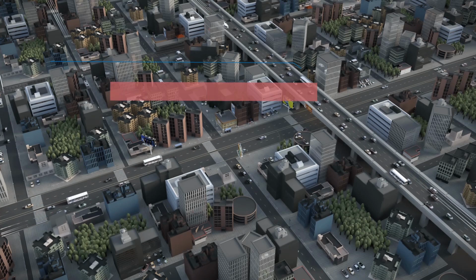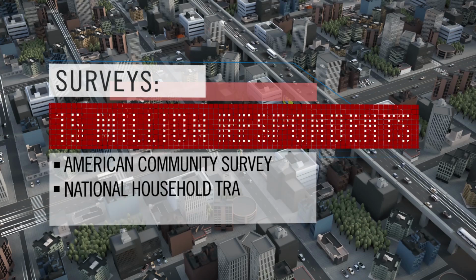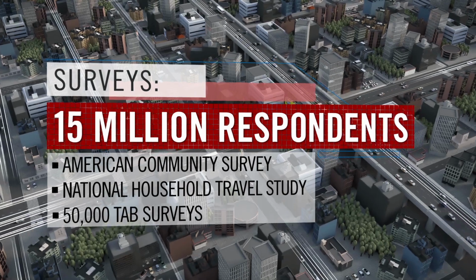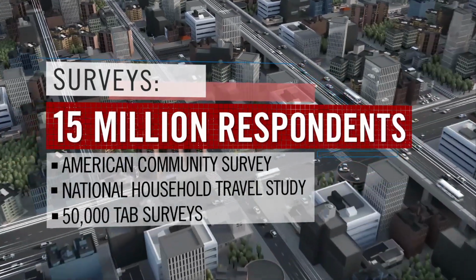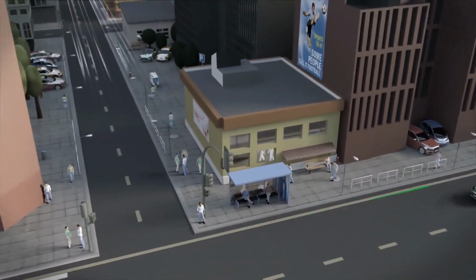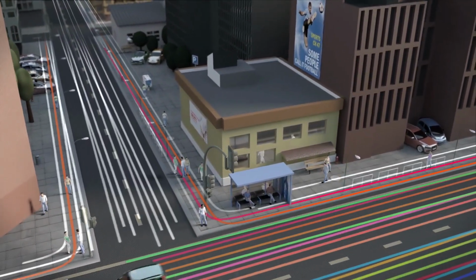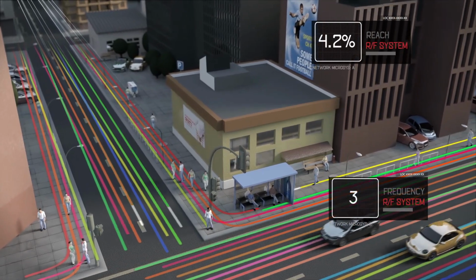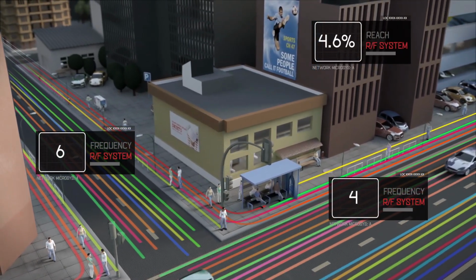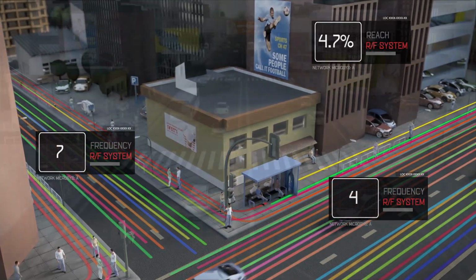We then fuse travel information collected from 15 million survey respondents. This massive database is used to generate literally millions of trips, which reveal the demographic characteristics of the people passing the media units. These trips also provide essential input for our geographically sensitive reach and frequency system.